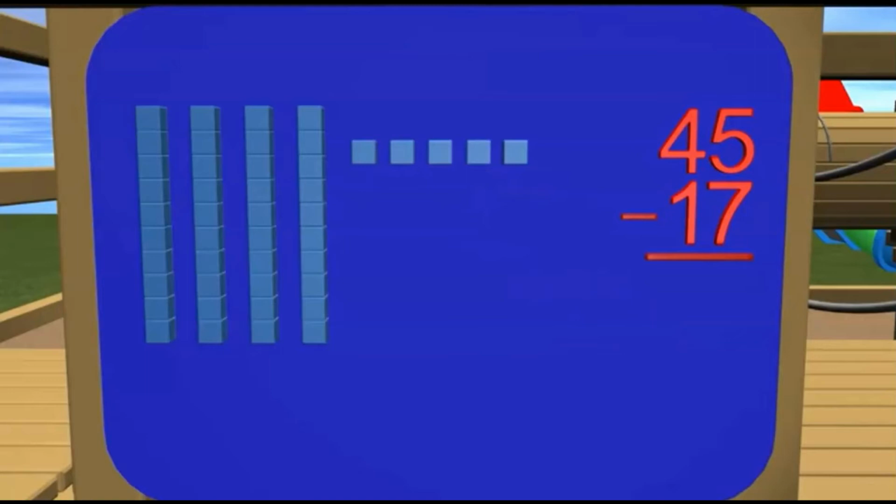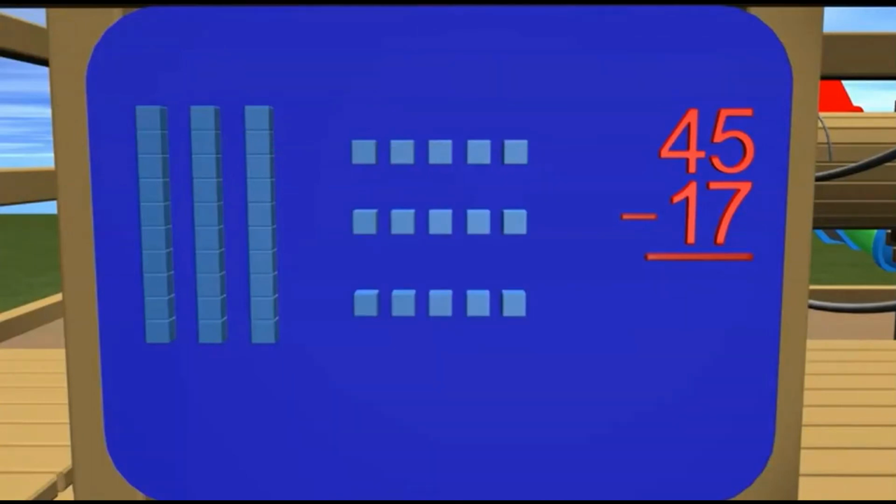To regroup, we need to trade one of these tens blocks for 10 ones. Now we no longer have just 5 blocks. We have 15 blocks now. Now we can take away 7.